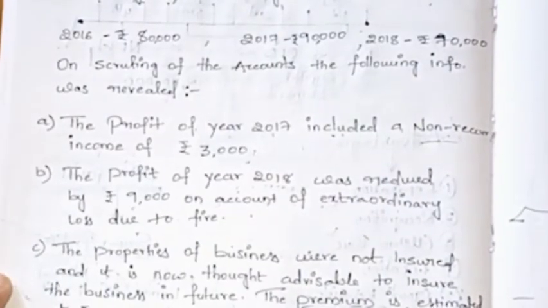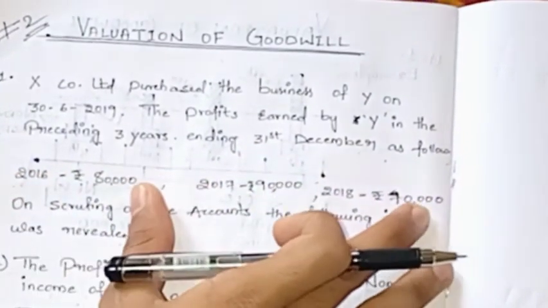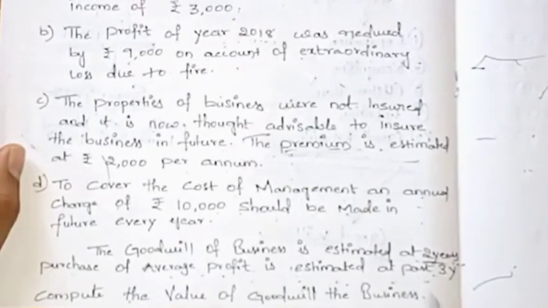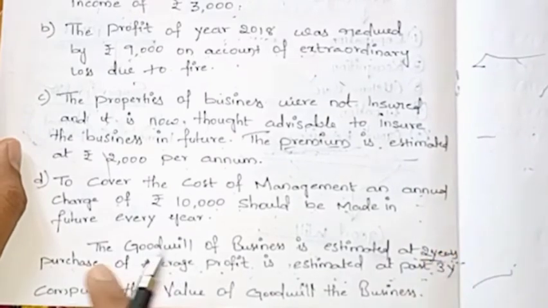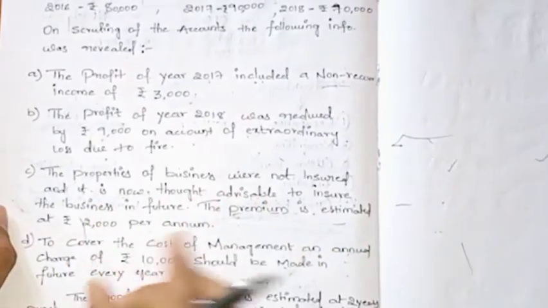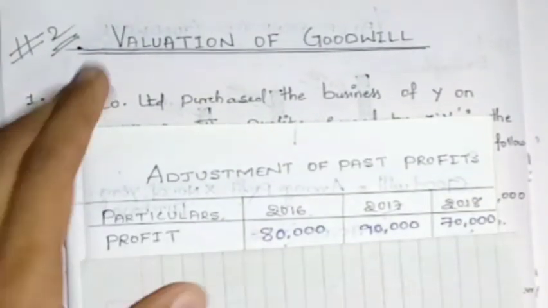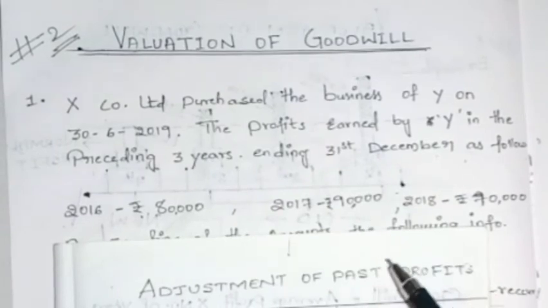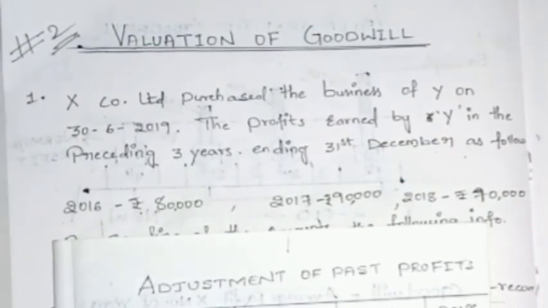So what are we going to do? We are going to calculate these past 3 years to get the average profit, and then multiply the average profit by 2 years to find the goodwill, right? Fine. So now let's solve this problem. First we have to adjust the past profit. In this question we have 3 past profits, that is the 2016 profit, 2017 profit and 2018 profit. So we have to take that here. Profit 80,000, 90,000 and 70,000.